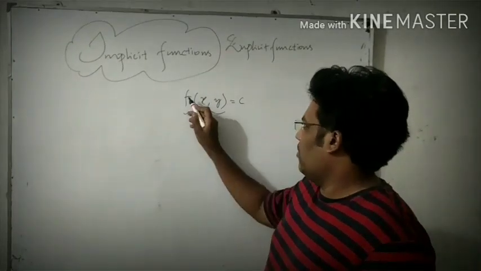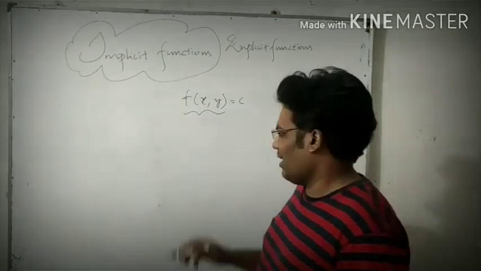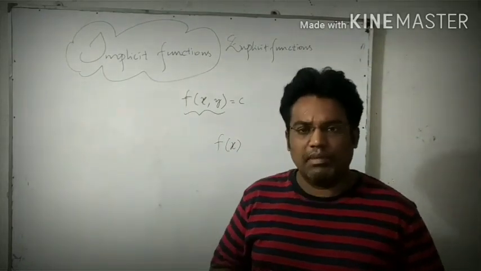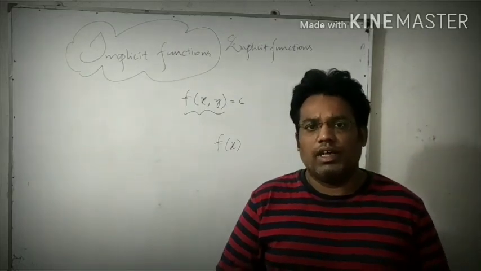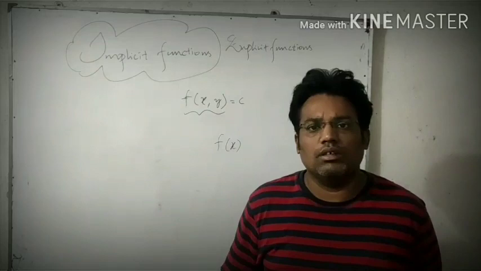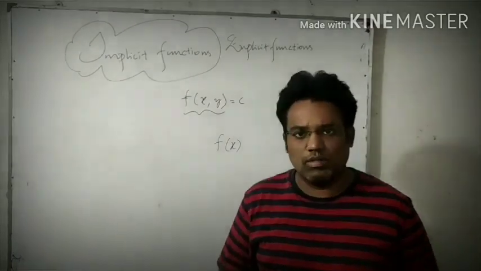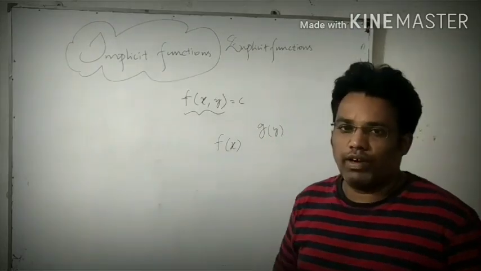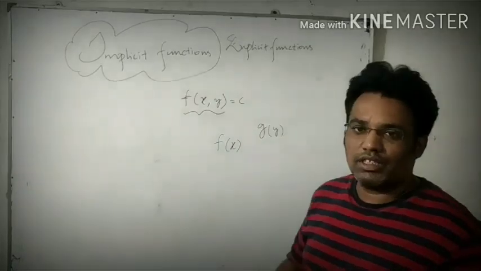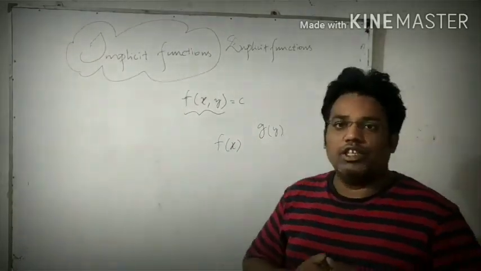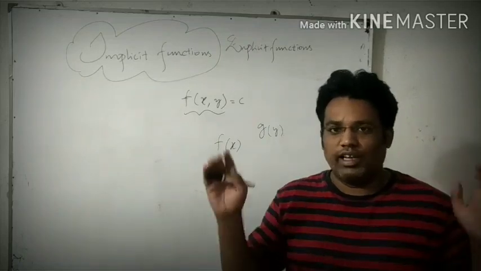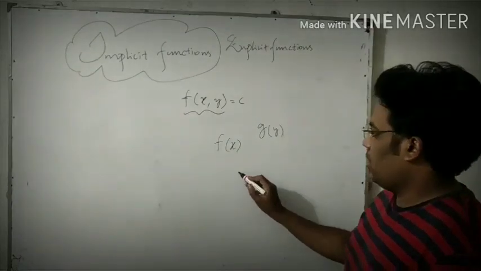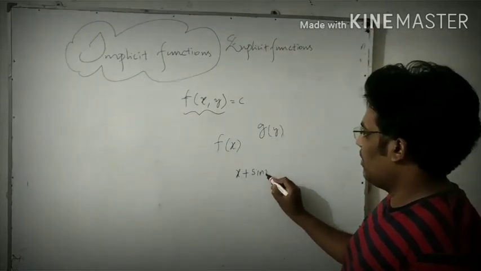So what is that f of x comma y? Whenever I write f of x, it simply denotes that we have a function and in that we have a variable x. That's the simple information f of x gives you. In the same way, if I write g of y, it indicates that the whole expression has a variable y. Say if I write x plus sine x, this is a function.